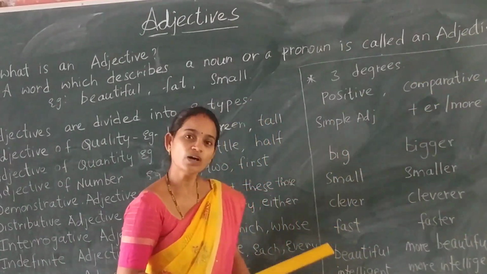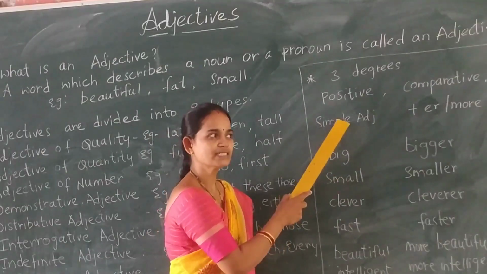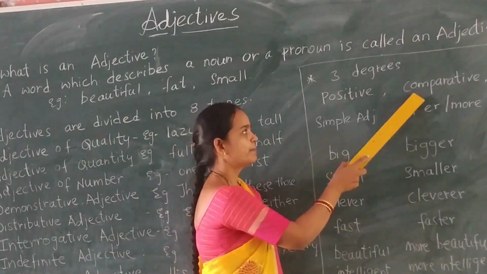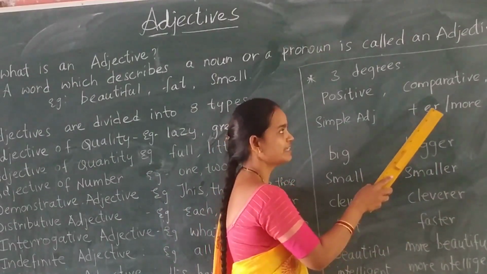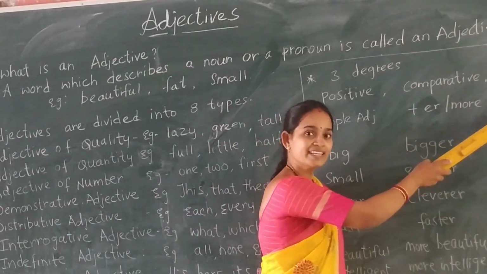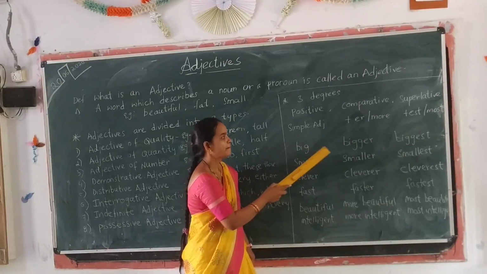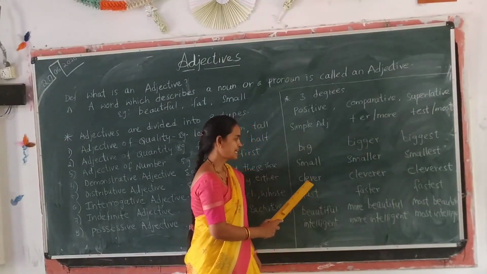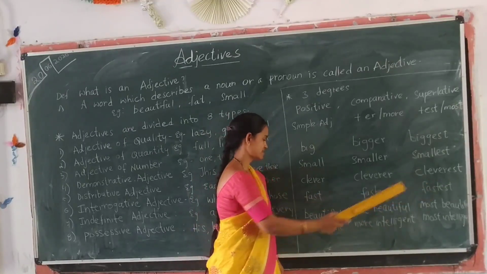So these all are adjectives only, but they are divided into 3 degrees: positive, comparative and superlative. Positive adjectives are simple adjectives. Means all the adjectives are positive adjectives. Okay. Comparative adjectives, we will get a comparative adjective by adding er or more. We will get a superlative adjective by adding est or most. So let us go to examples. Big, bigger, biggest. Small, smaller, smallest. Clever, cleverer, cleverest. Fast, faster, fastest.